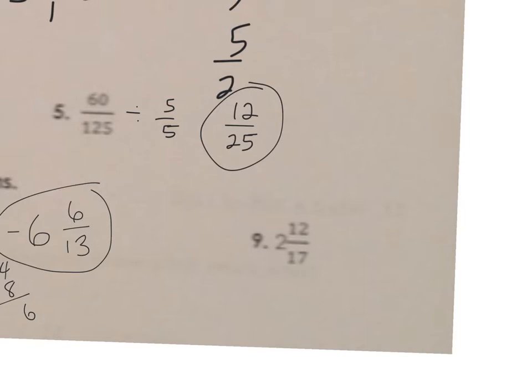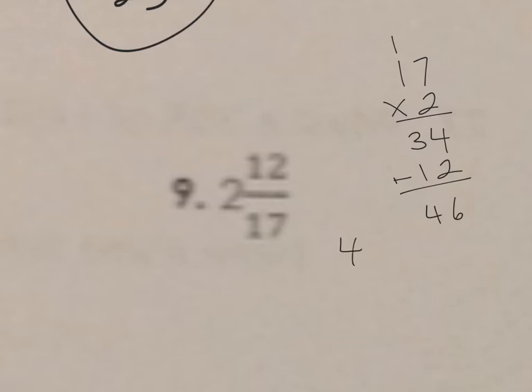Number 9, they're going to want you to turn this into an improper fraction. So we would do 17 doubled. So I have 17 times 2, which is 34. Then I'm going to add 12 to that, which is 46. So I get 46/17.